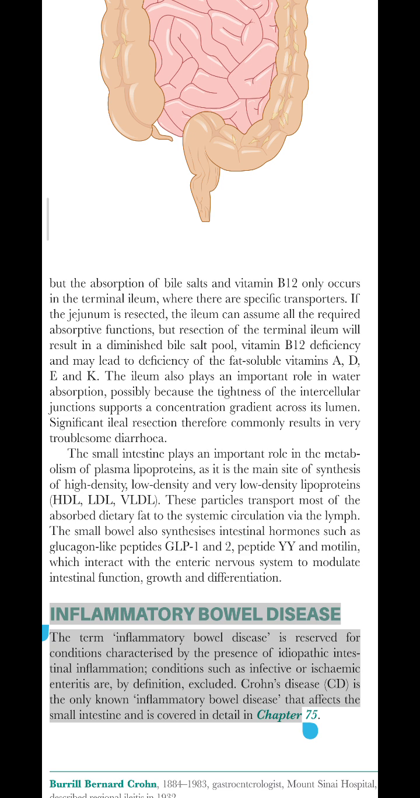Inflammatory bowel disease. The term inflammatory bowel disease is reserved for conditions characterized by the presence of idiopathic intestinal inflammation. Conditions such as infective or ischemic enteritis are, by definition, excluded. Crohn's disease, CD, is the only known inflammatory bowel disease that affects the small intestine and is covered in detail in another chapter.